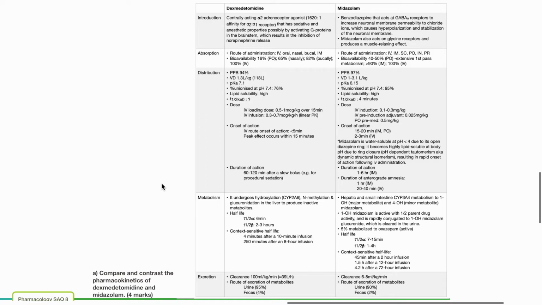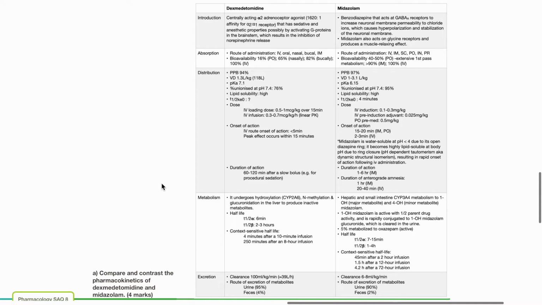Midazolam is water-soluble at pH less than 4 due to its open diazepine ring. It becomes highly lipid-soluble at body pH due to ring closure. This is a pH-dependent tautomerism, also known as dynamic structural isomerism, which results in rapid onset of action following IV administration. Duration of action for IM route is 1 to 6 hours. For IV route is 20 to 40 minutes.